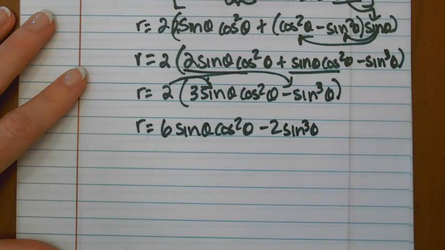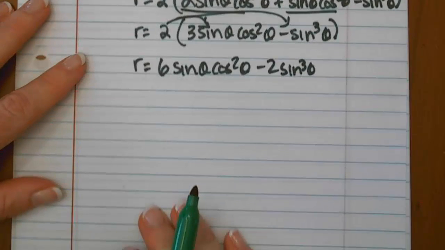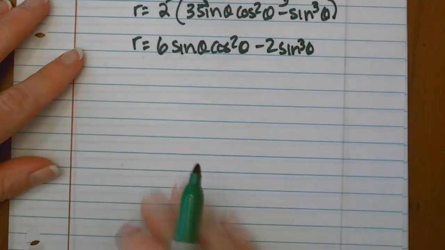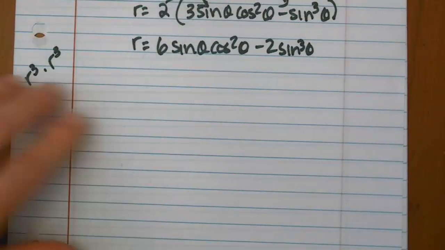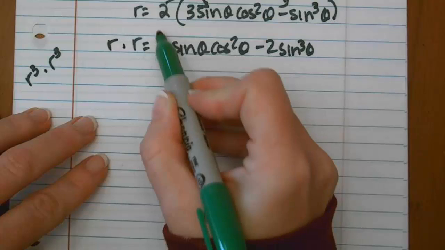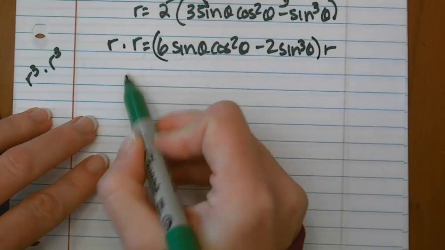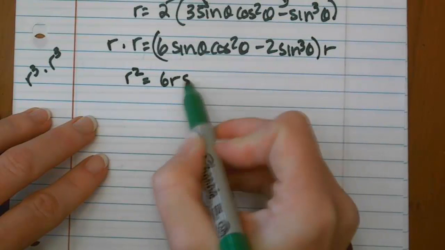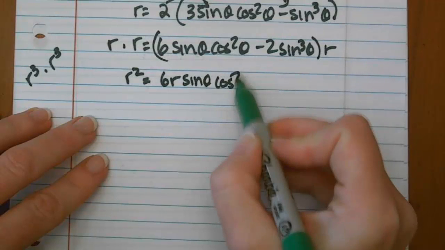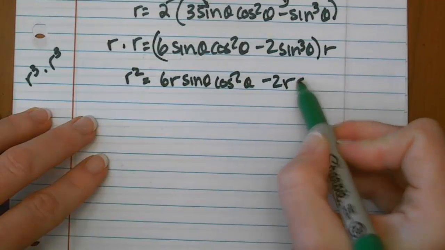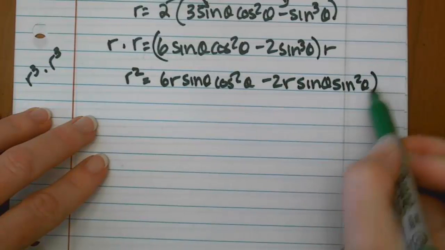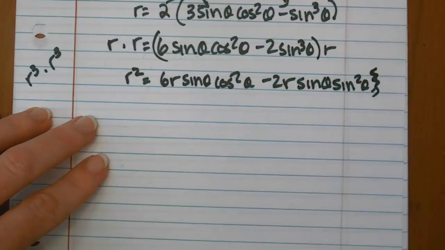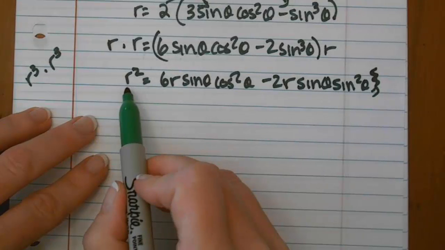All right, so at this point you really could multiply each side by r cubed, but I'm going to do this in a few more steps so that you follow what I'm doing. If I multiply each side by r, then I get r squared is equal to 6r sine theta cosine squared theta minus 2r. And I'm purposely going to write this as sine theta times sine squared theta, just so visually it makes sense. I don't need a parentheses there. Okay, I'll deal with the r squared a little bit later.